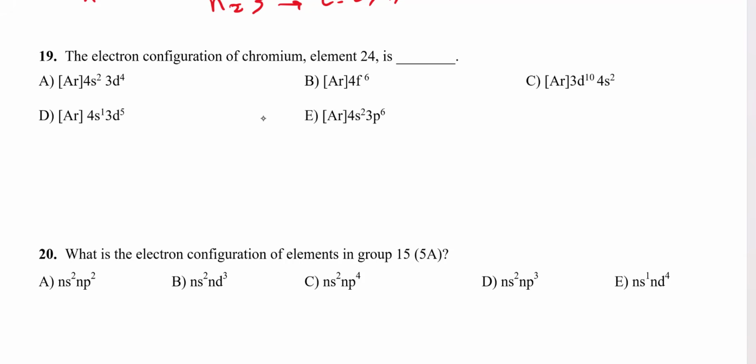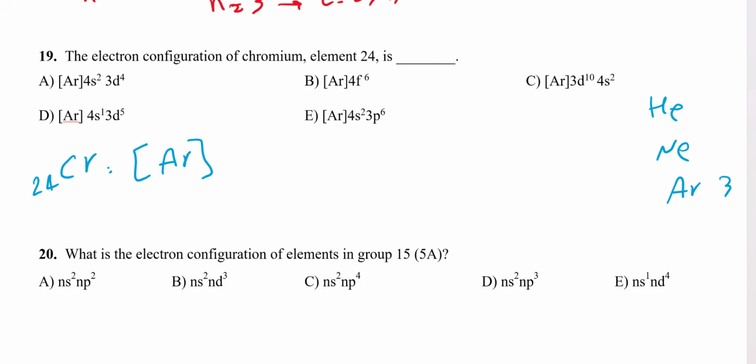For question 19, we would like to have the electron configuration of chromium. Chromium is 24, so we need to use argon, the noble gas. Helium, neon, argon. In the periodic table, it's the third noble gas. So after the third noble gas, we should have 4s2, then after 4s, we have 3d. Argon is 18 and 2 is 20, so we have 4 more electrons.